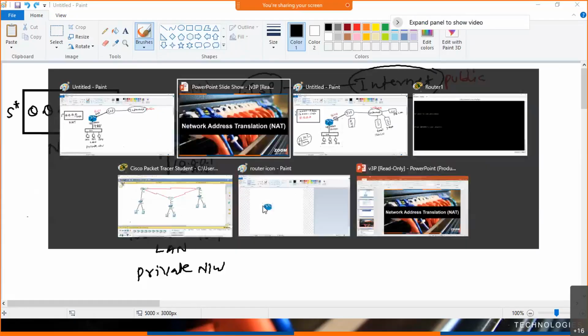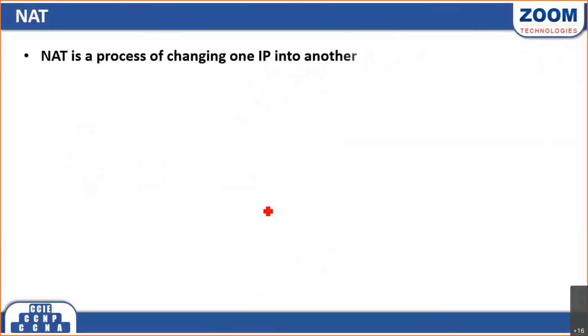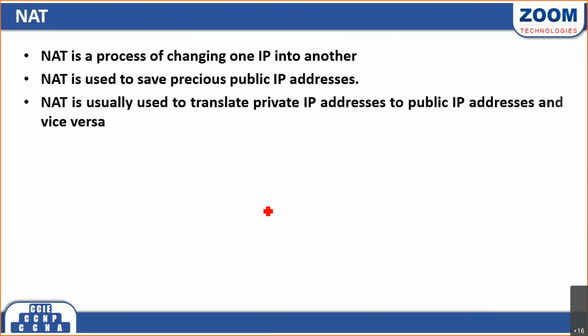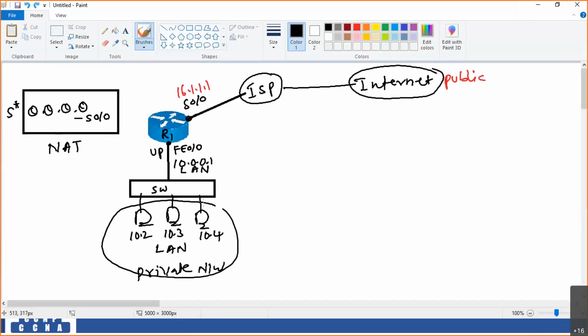Right. Can you see this NAT? NAT is the process of changing one IP into another. It is used to save precious public IP addresses. NAT is used to translate private IP addresses to public IP addresses and vice versa. It provides security, because by using private IPs only, we are reaching the internet. It's secure.